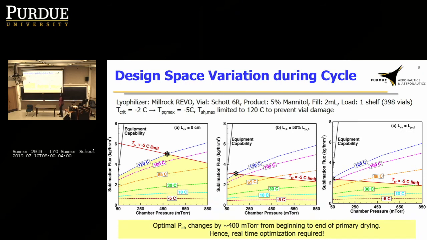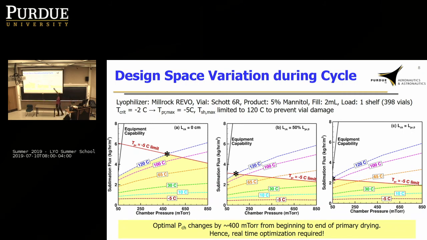And then this is the critical product temperature, which in this case for mannitol we're taking as -5 degrees Celsius because usually the critical temperatures are around -2. We're giving about 3 degrees of safety. But if you go to sucrose solutions or so on, it's going to be much lower.